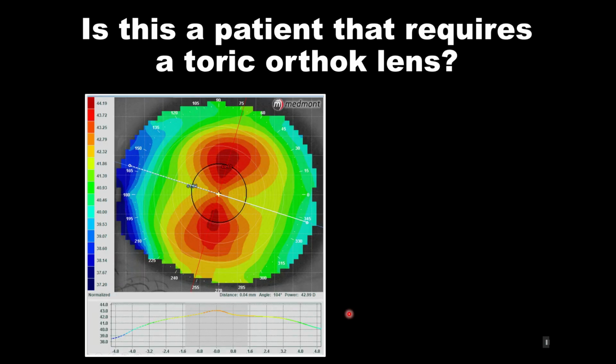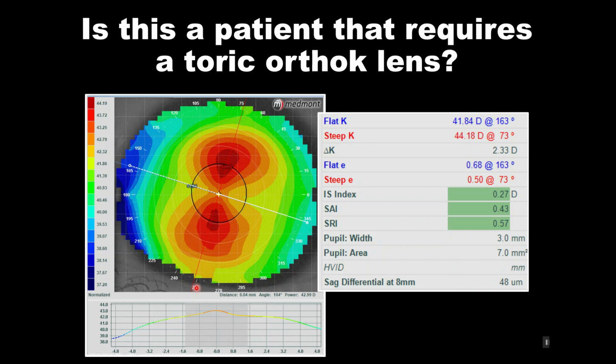Now, is this a patient, speaking of Ortho-K, that requires a toric lens? When you look at the axial map, you see a much more apical astigmatism. The astigmatism appears more confined to the center, not like the last patient that had truly limbus to limbus corneal cylinder. Well, let's pull up our details and we look at the K readings and we see a similar case where the corneal cylinder is around 2.25, in this case 2.33 diopters.